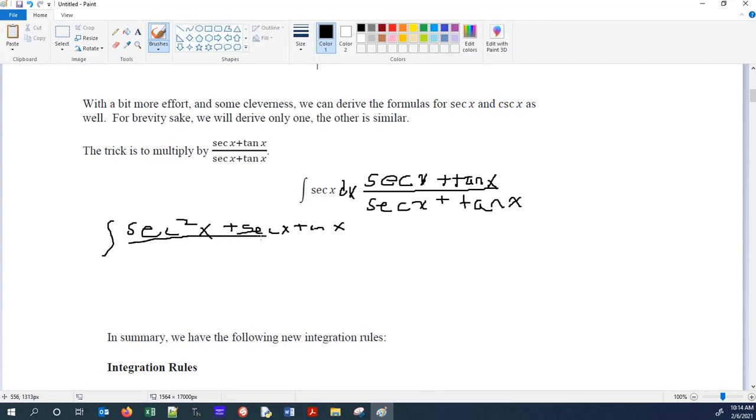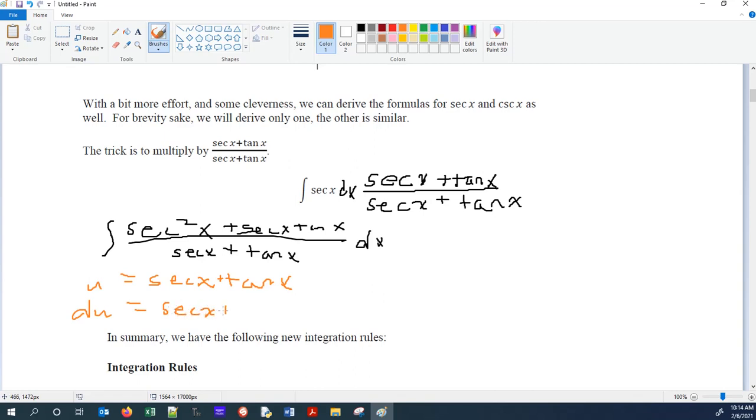And then on the bottom, of course, we still have just that basic old secant x tangent x. And then we have our dx out here. So what we need to do on this one is we need to actually let u equal secant x plus tangent x, that is. So then that makes du equal to, the derivative of secant is secant tangent, and the derivative of tangent x is secant squared x. And that whole thing is times dx.